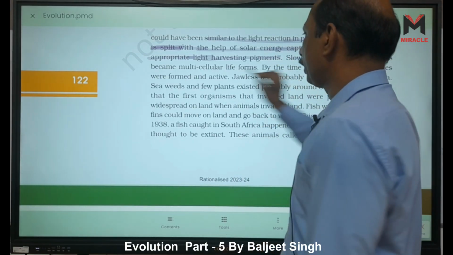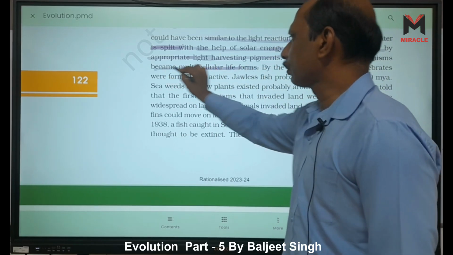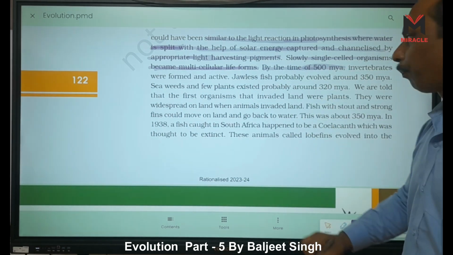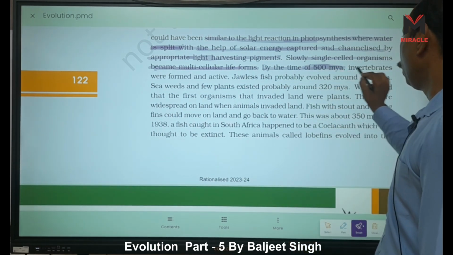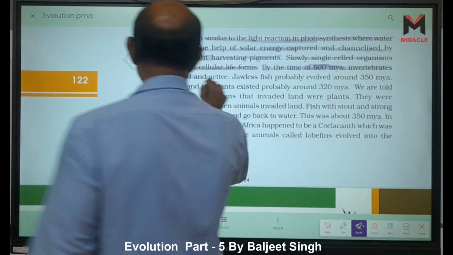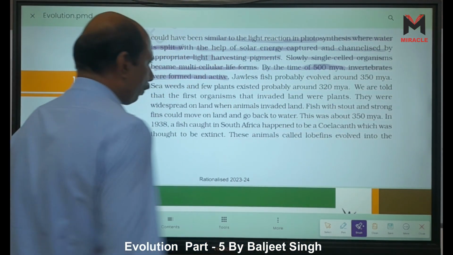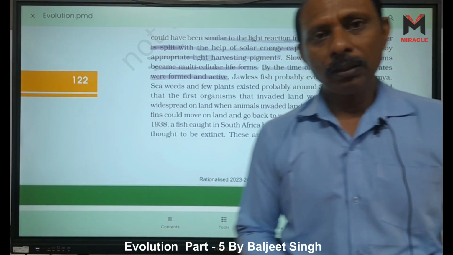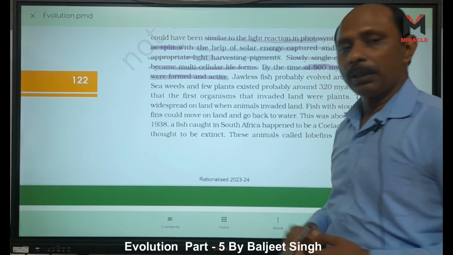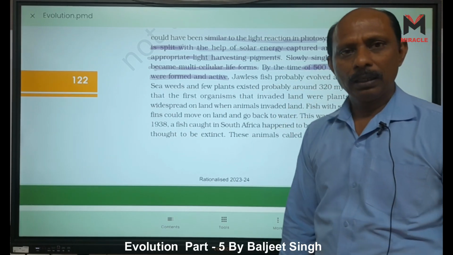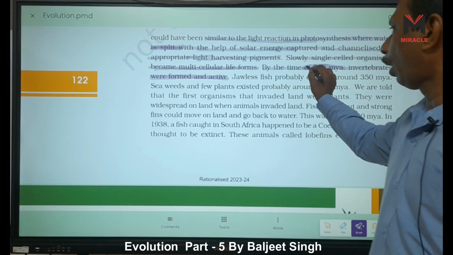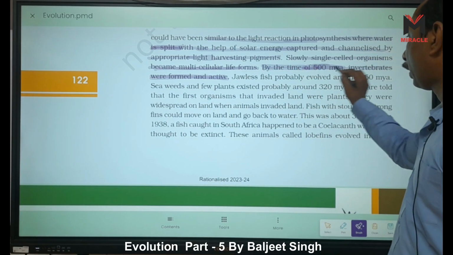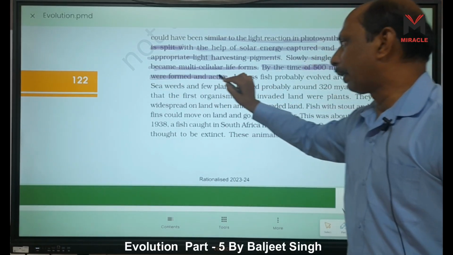Slowly, single-celled organisms became multicellular life forms by the time of 500 million years ago. These are very important points. 500 million years ago, invertebrates were formed and active. That is the time. Sorry, it is not Carboniferous. This time is Ordovician. Ordovician period, in Paleozoic. What happens? Invertebrates were formed and active.